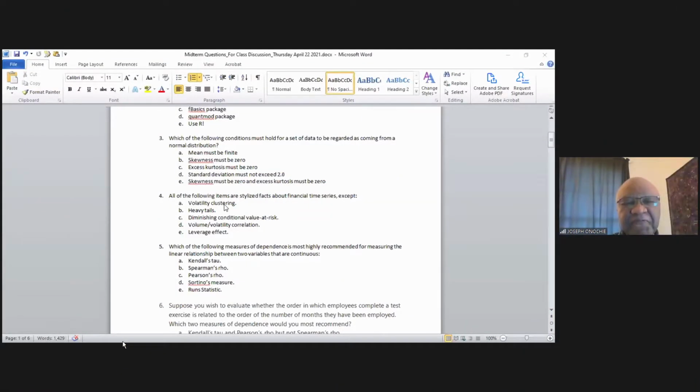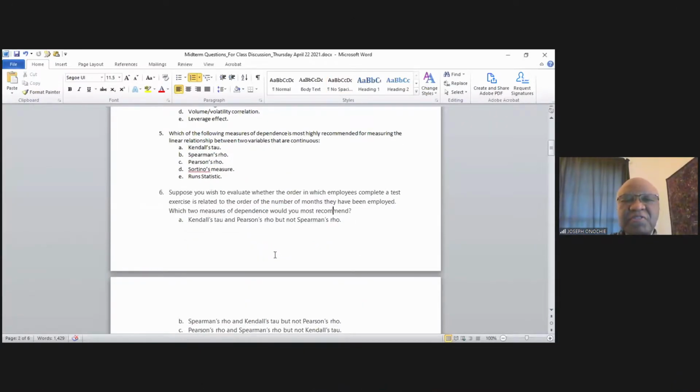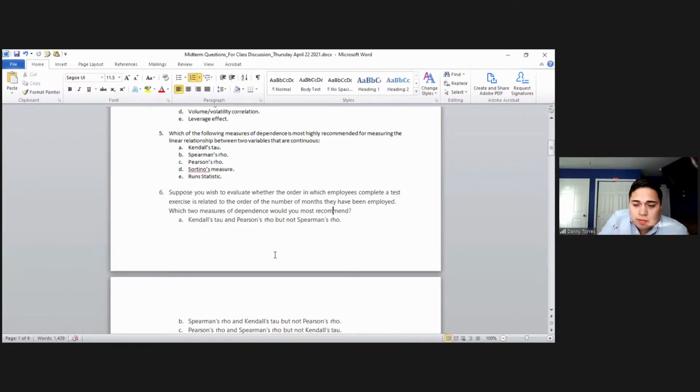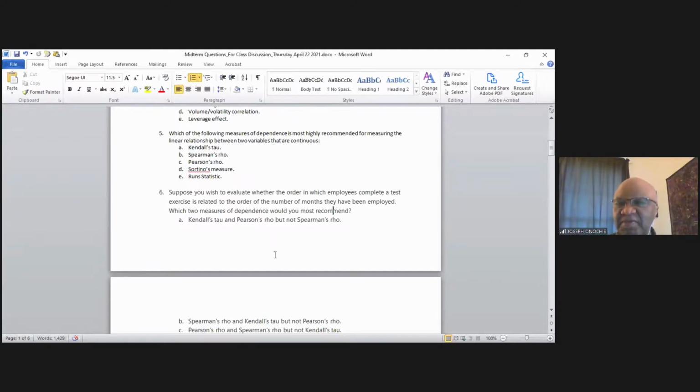Number 5, I think everybody should have been able to get number 5 because it was one of those things we discussed in class. Which of the following measures of dependencies is most highly recommended for measuring the linear relationship between two variables that are continuous? Pearson's. It's Pearson, right? It's the usual one. Remember the day I introduced this in class, many of you said, Professor, we've never heard of all of this. I said, yes, but Pearson is the one you have been using all throughout your education at Baruch. I introduced that as Pearson because of this: continuous and linear relationship. So Pearson is one, okay?